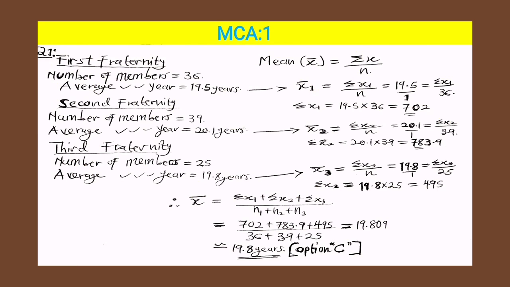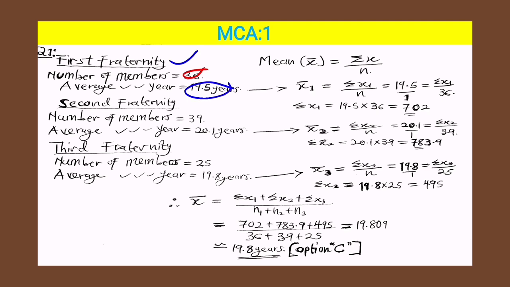As I was saying, you just represent them and then find the summation of the total ages from each individual group. So we have 36, we have 39, and we have 25. This is how they find the mean. Mean is always equal to the summation of the total divided by the number itself. So here, the first group has 36 members, and the mean age was 19.5.